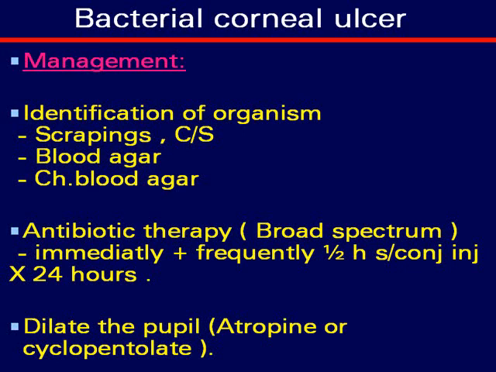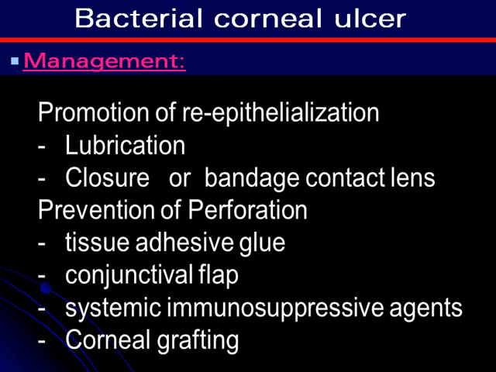So the general guideline is: we have to identify the organism, we have to give a broad spectrum antibiotic topically as well as subconjunctivally, and in some cases even systemic antibiotics according to the location of the lesion, especially if the lesion is near the limbus. We want to get benefit from the perilimbal blood vessels, so we give systemic antibiotics, and we have to dilate the pupil to avoid any further complications.